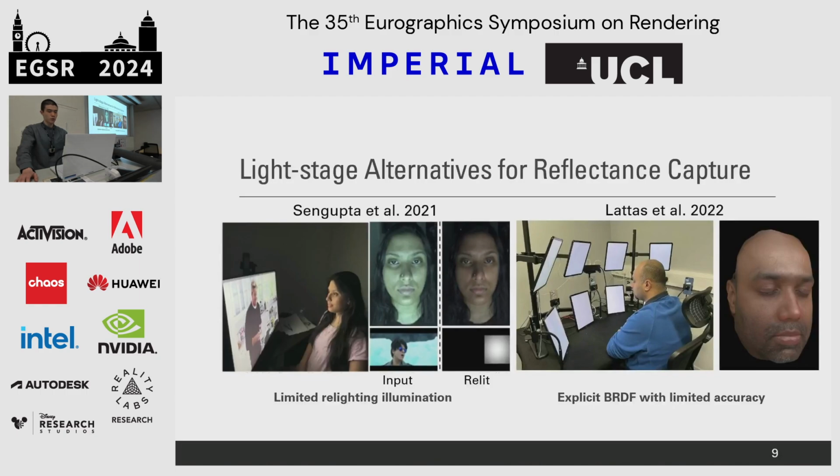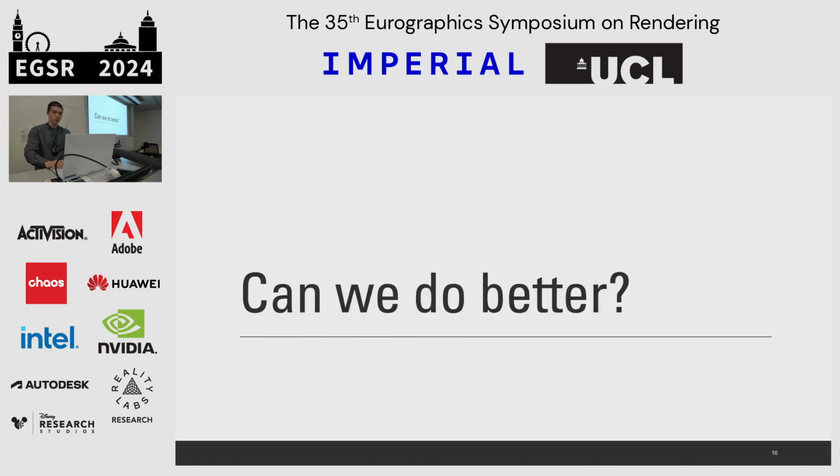And previous to our work, there are also some researches on relighting that attempt to replace a light stage with more practical setups. Sengupta et al. learn to relight a subject under a target screen illumination, while Latas et al. used a more practical setup to capture the SVBRDF of a given subject. For these methods, they either have a limited relighting zone or they need to assume an explicit BRDF model, which limits the relighting accuracy. So can we do better?